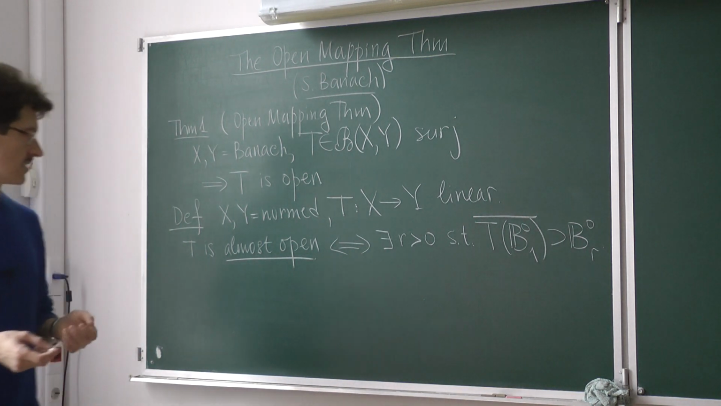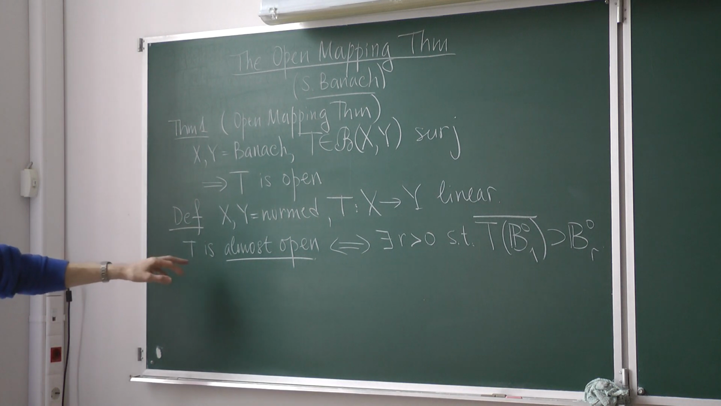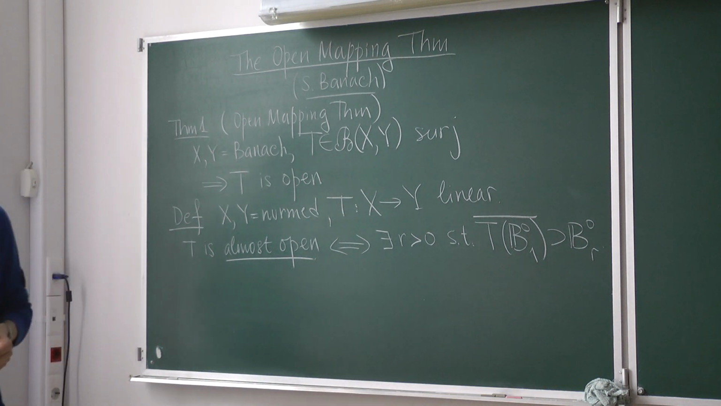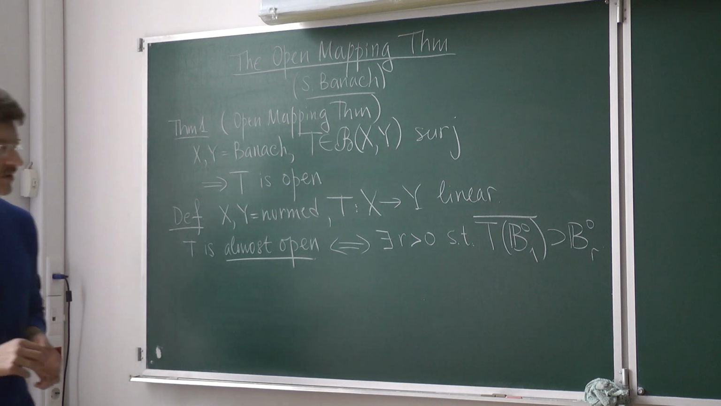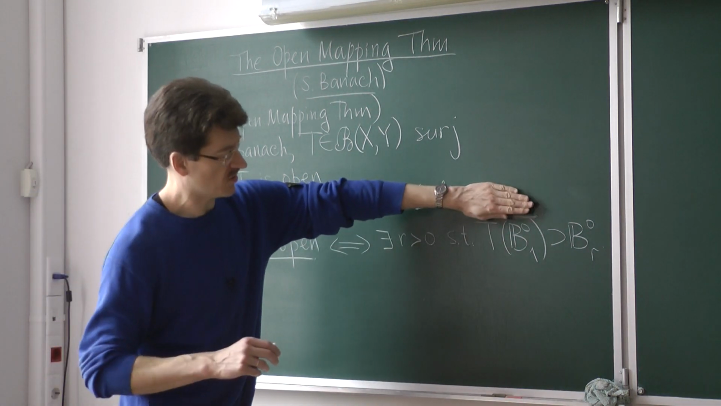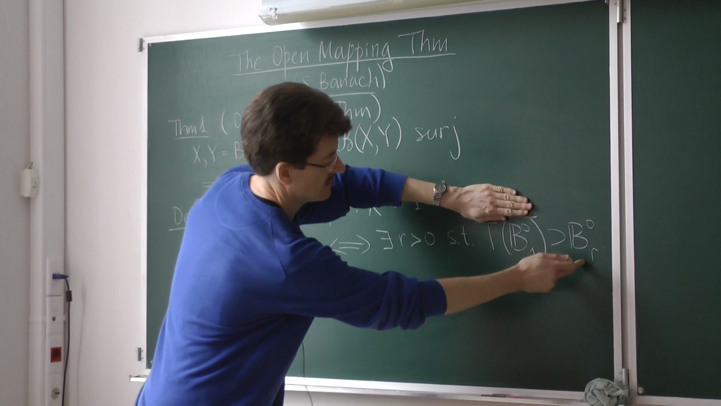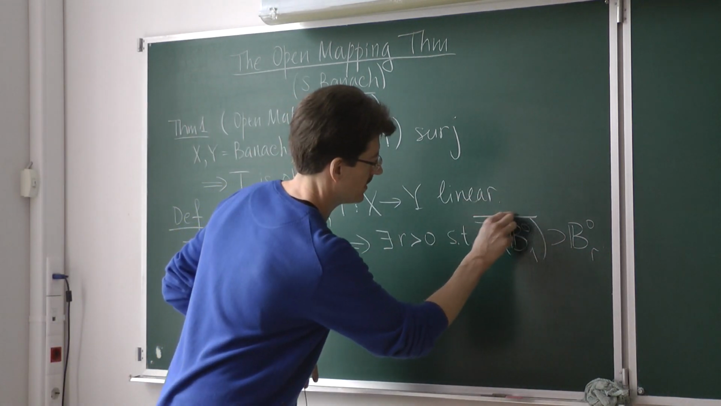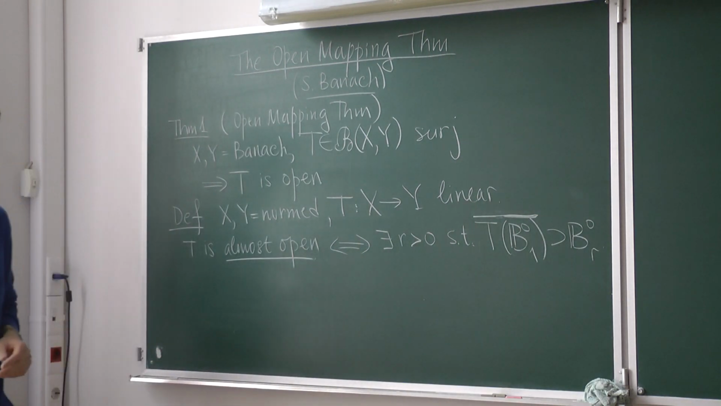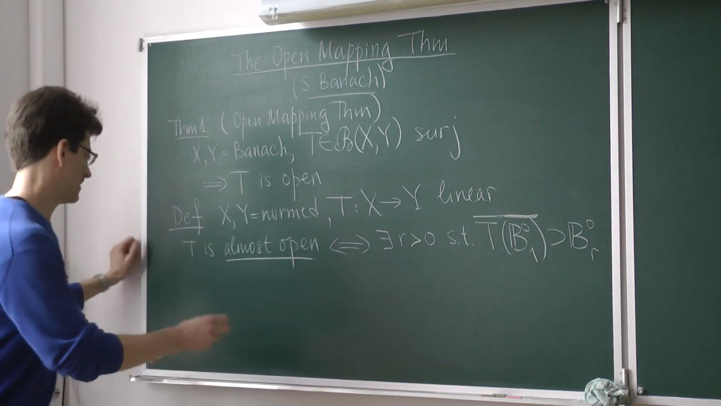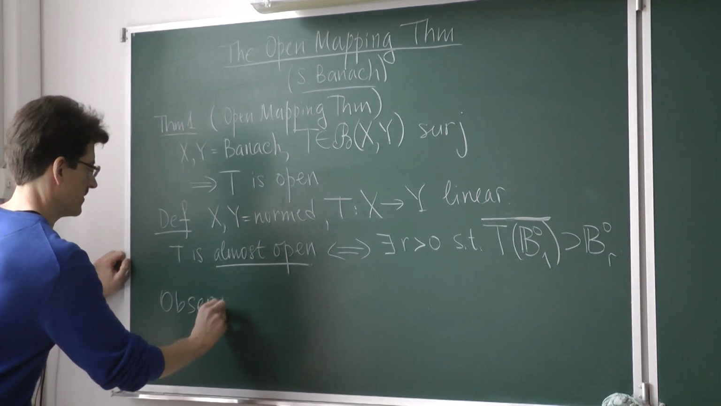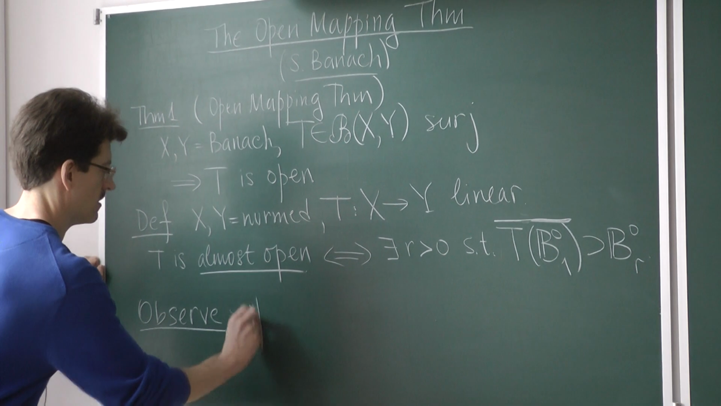Let's compare this definition with the definition of an open operator. Remember probably that a linear operator is open if and only if the image of the open unit ball contains a ball of positive radius. So the difference is that here we take the closure. And let's observe that each open operator is almost open.